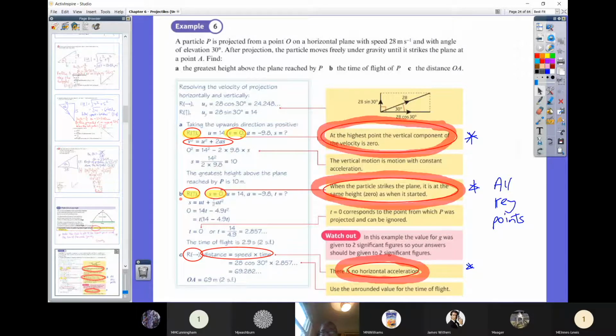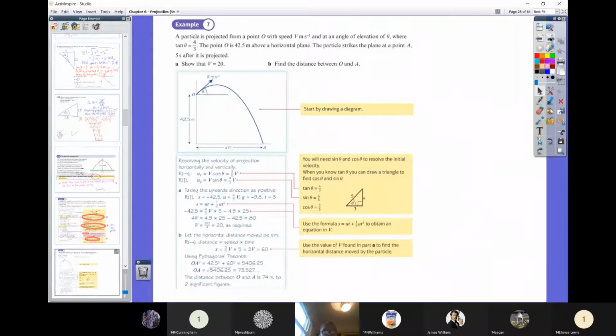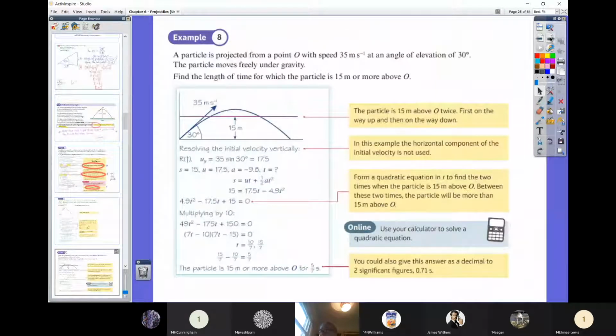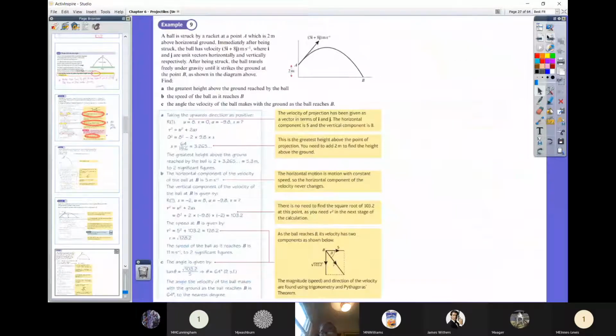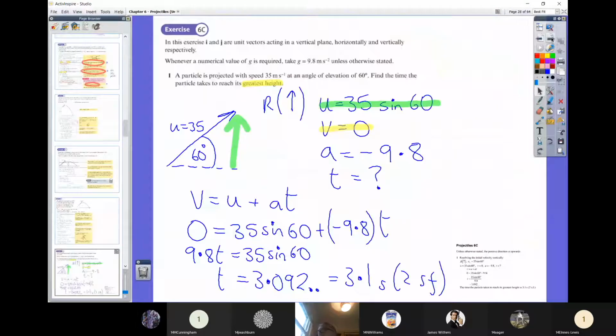I think those were the key points. We then, obviously, have examples 7, 8, and 9, which are just variations on a theme. So I would like you, please, to get on with exercise 6C. It's a big exercise, so you've got all of this lesson and all of tomorrow's lesson to work through it.